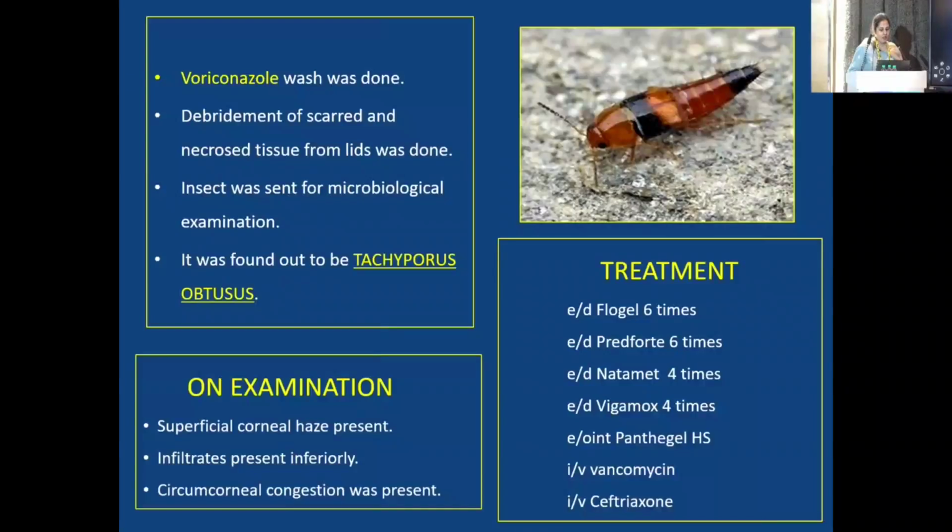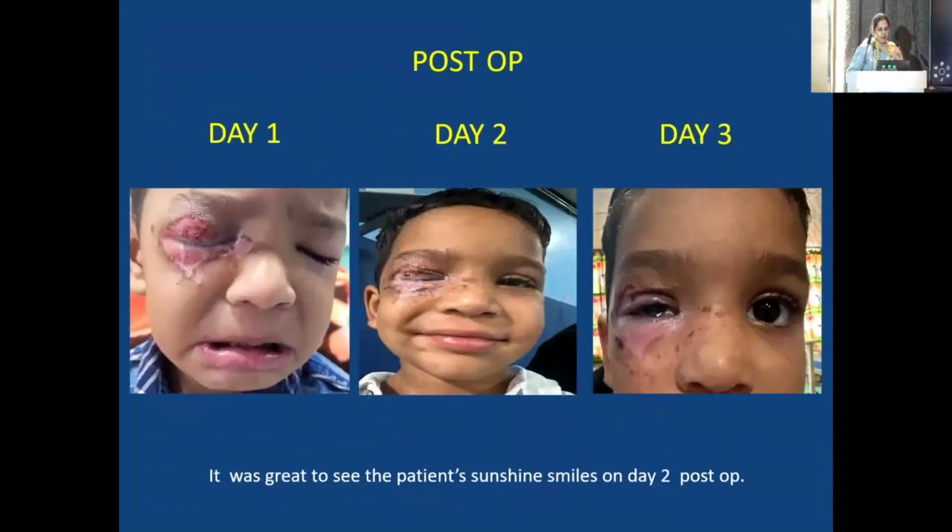On examination, superficial corneal haze was present. Infiltrates were present inferiorly. Circumcorneal congestion was present. He was treated with lubricants, topical steroids, and Netamet, Vigamox, and eye ointment Pentagel. And IV antibiotics, vancomycin and ceftriaxone were also started. This was a picture of the post-op day 1, day 2 and day 3. It was great to see the patient's sunshine smiles on the day 2 post-op.